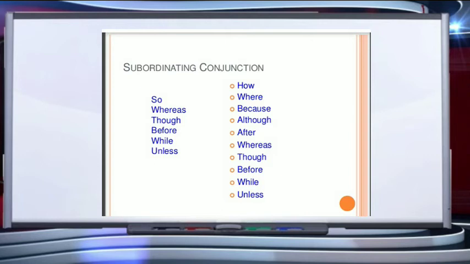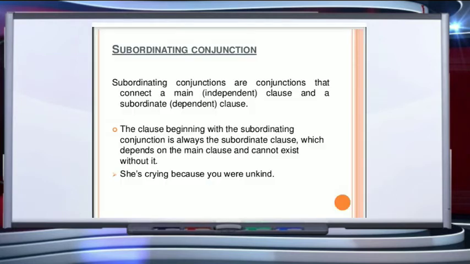Now, children, here is a list of words that come under the subordinating conjunctions. Whereas, though, before, while, unless, how, where, because, although, after. All these words are subordinating conjunctions. So, children, over here you will notice that subordinating conjunctions are conjunctions that connect a main or an independent clause and a subordinate or a dependent clause.